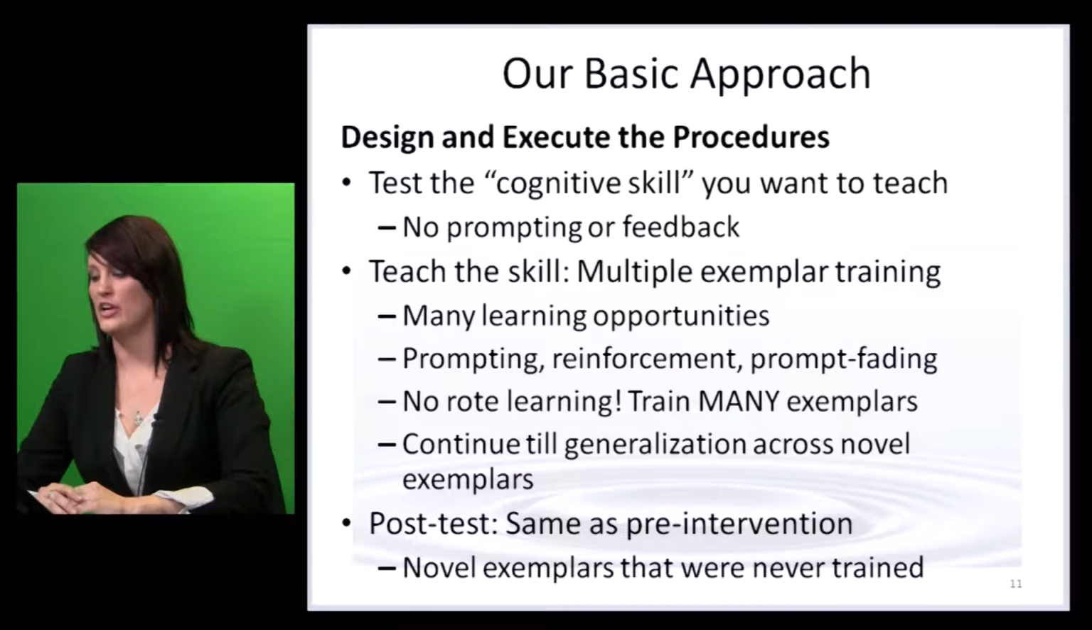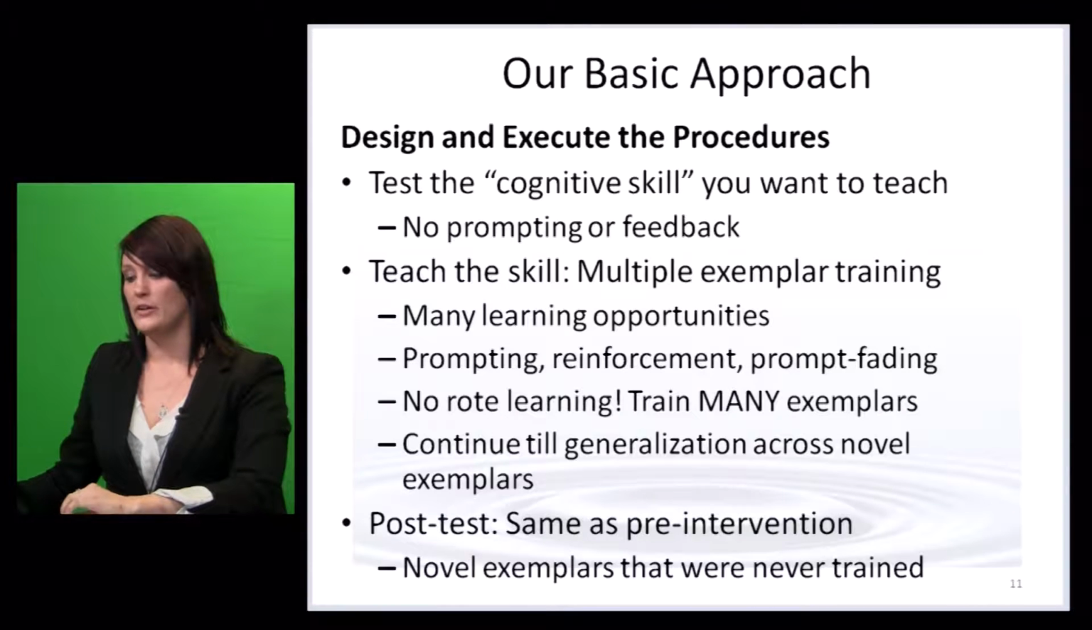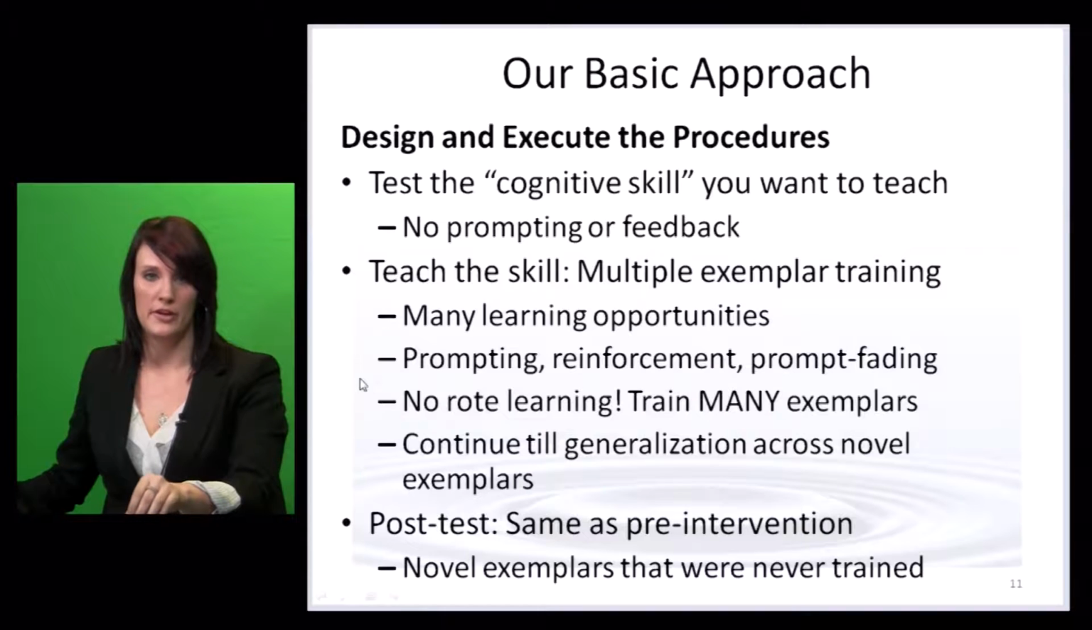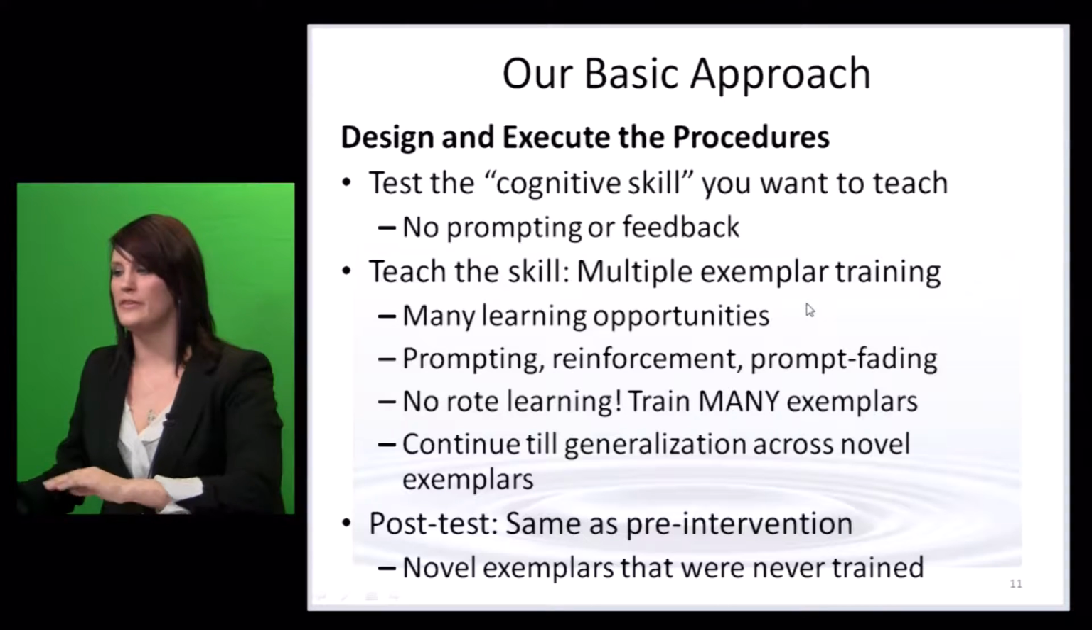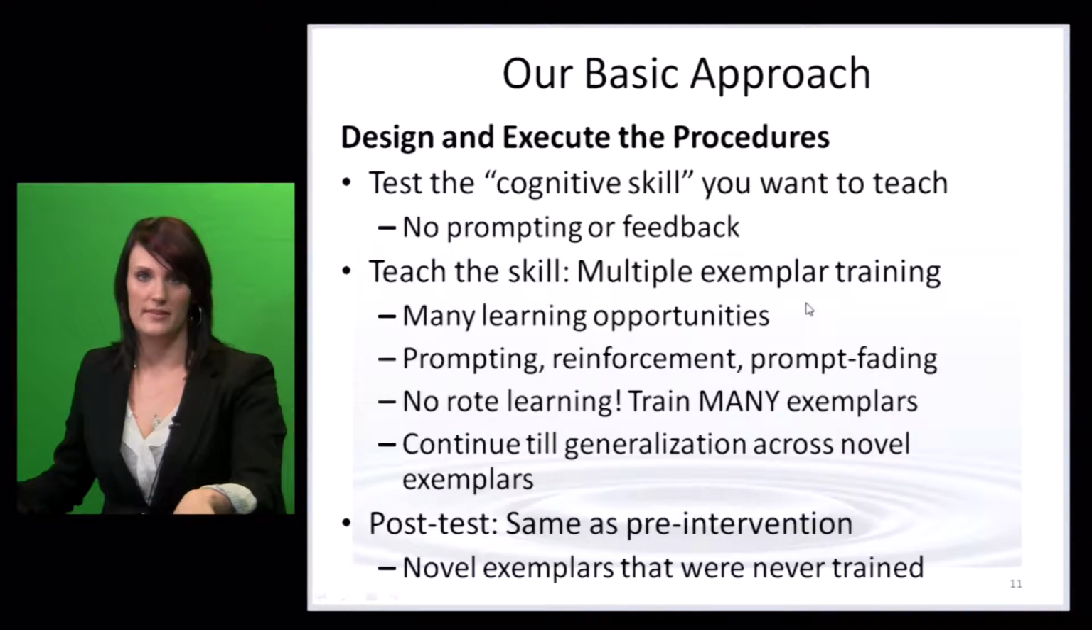And then we will continue until generalization is observed across novel exemplars. Once that occurs, we will retest the baseline probes, or the cognitive skill that we tested in baseline. And this is exactly the same as pre-intervention or the baseline phase. And you want to remember that the novel exemplars that are included in baseline and the post-test were never included in training. So this is a real test of generalization to novel exemplars. I want you to remember this approach as we move through all of the studies I will be discussing. This is the approach we have used in every single study on complex behavior and cognitive skills.